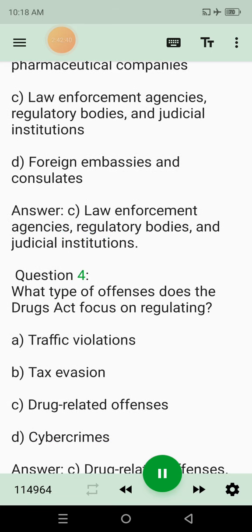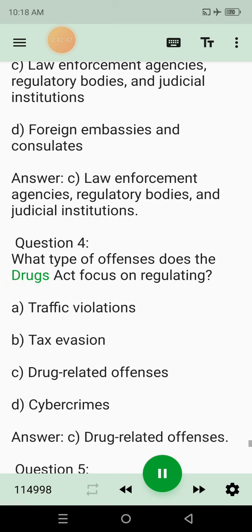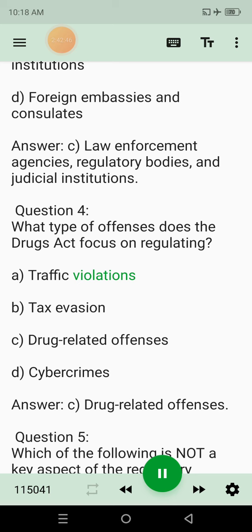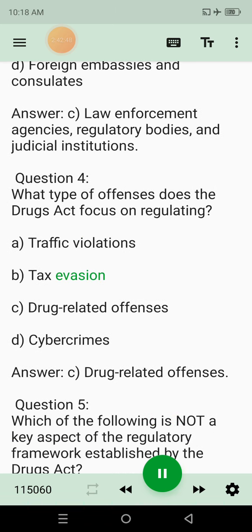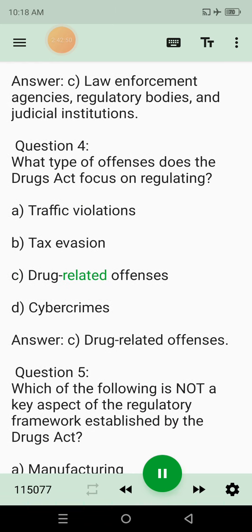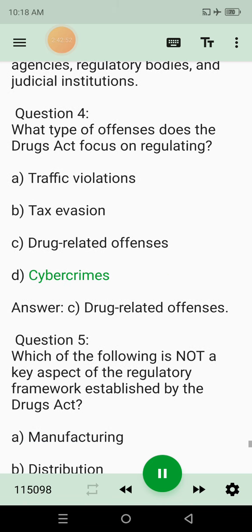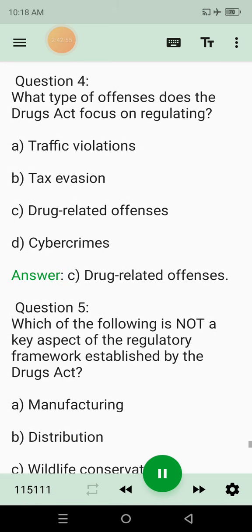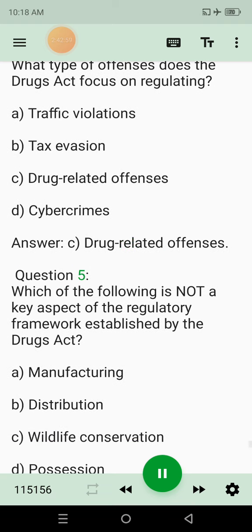Question 4. What type of offenses does the Drugs Act focus on regulating? A. Traffic violations. B. Tax evasion. C. Drug-related offenses. D. Cybercrimes. Answer. C. Drug-related offenses.